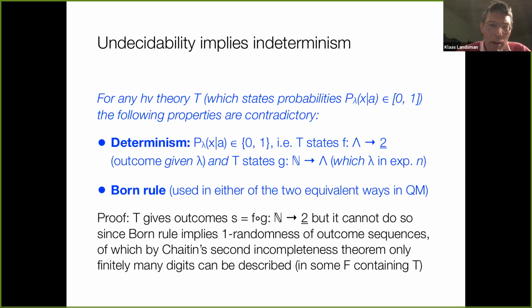Namely, according to my notion of determinism, this theory T gives an outcome function. So if you compose the functions f and g, you get a sequence S, meaning a function from the natural numbers to 2. Again, this underlined 2 means 0 and 1. So T actually explicitly states the outcomes of experiments, but it cannot do so because, as I mentioned, though did not prove, the Born rule implies one randomness of outcome sequences, and then by Chaitin's second theorem, only finitely many digits can in fact be described in some mathematical formalism of standard type in which physical theories are typically written. So this is an almost immediate contradiction.